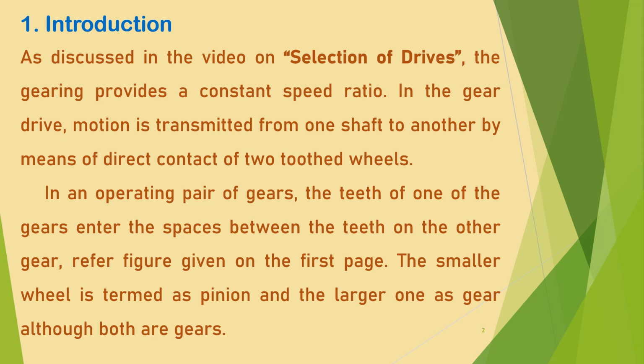In an operating pair of gears, the teeth of one of the gears enter into the spaces between the teeth on the other gear. The smaller of the two gears is termed as pinion and the larger one as gear, although both of them are gears in a strict sense.